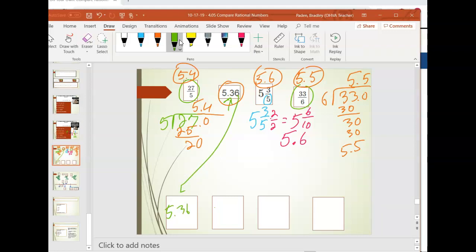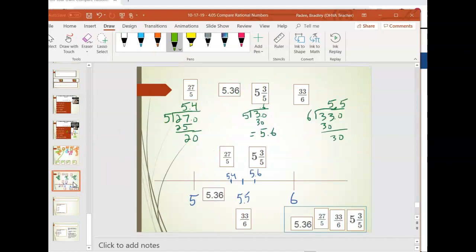Then what? 5.4 is a little bit bigger. $5.40 is a little bit bigger than $5.36. $5.50, a little bit bigger than that. $5.60, a little bit bigger than that. So that's in these lesson slides.